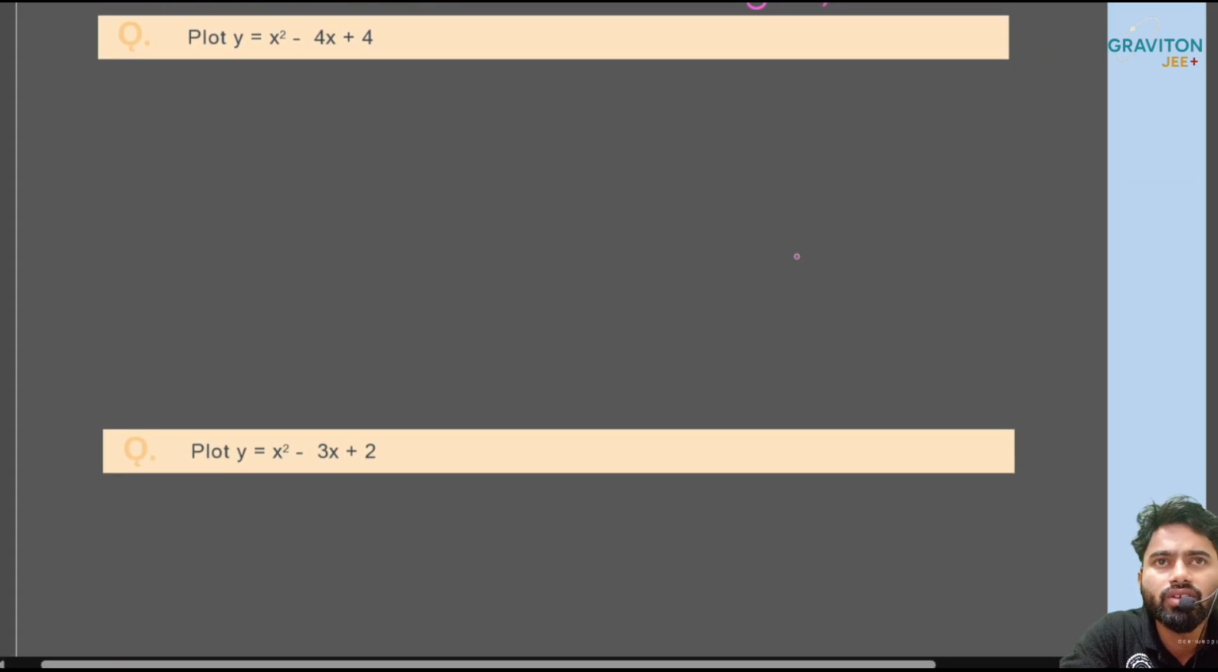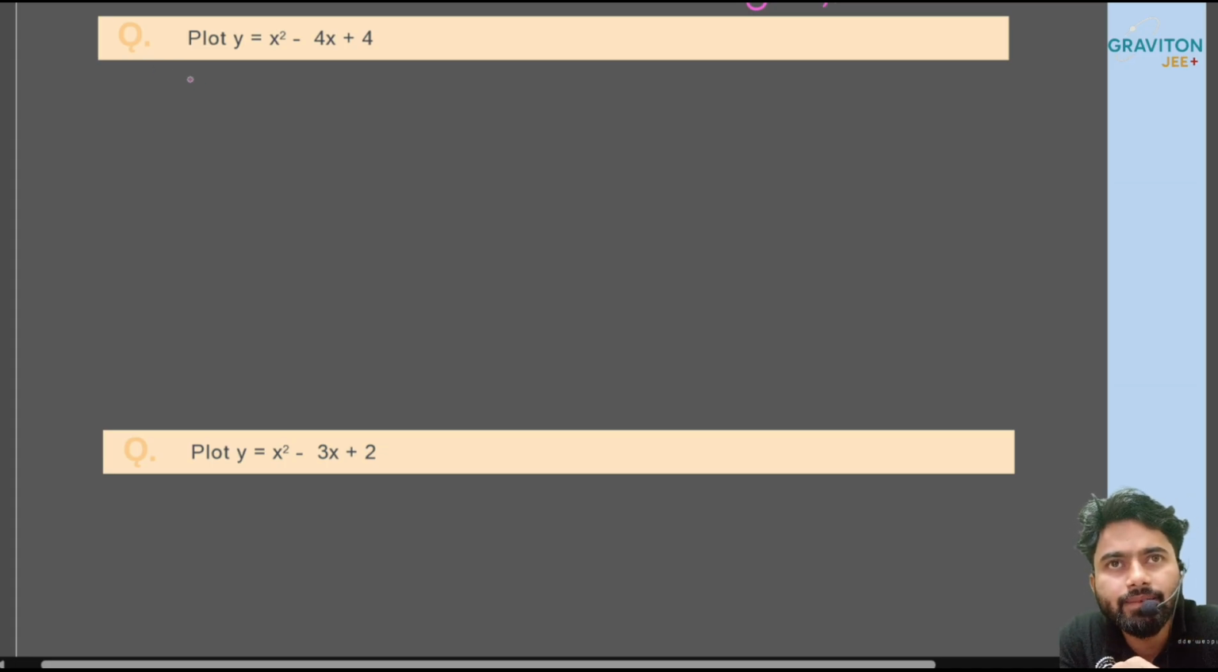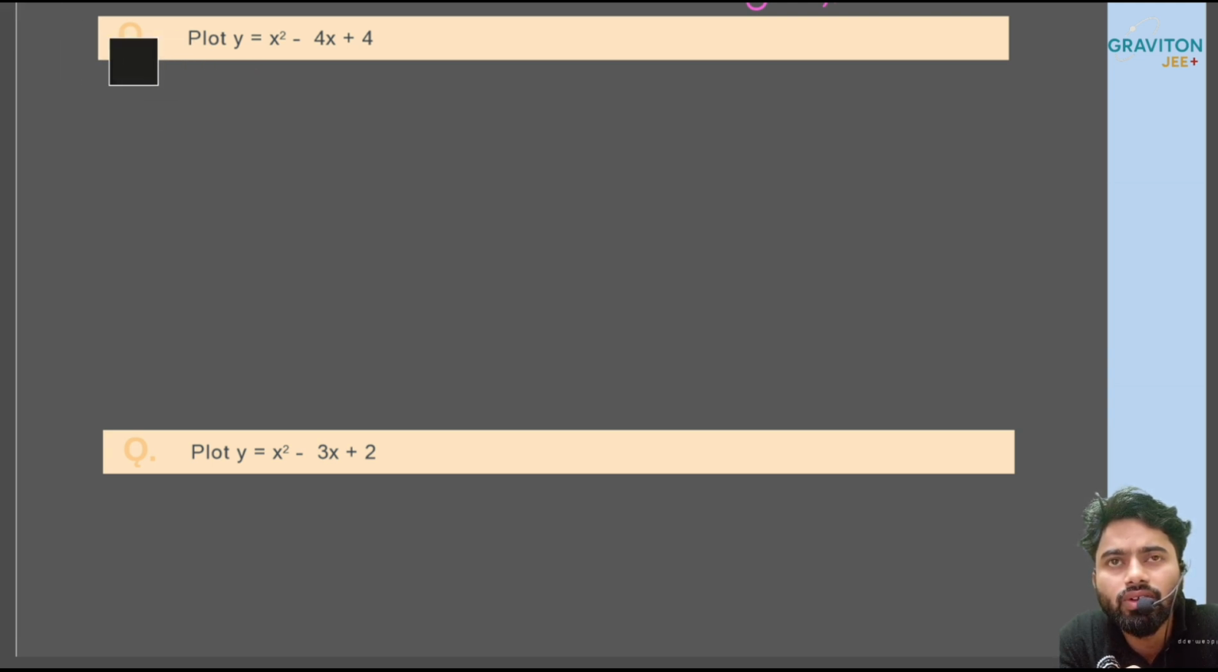Now I will discuss this. Look here: y equals x squared minus 4x plus 4. What is the leading coefficient here? a equals 1, b equals minus 4, and c equals 4. You can go through the formula or go through the simple way. First we go through the simple way.